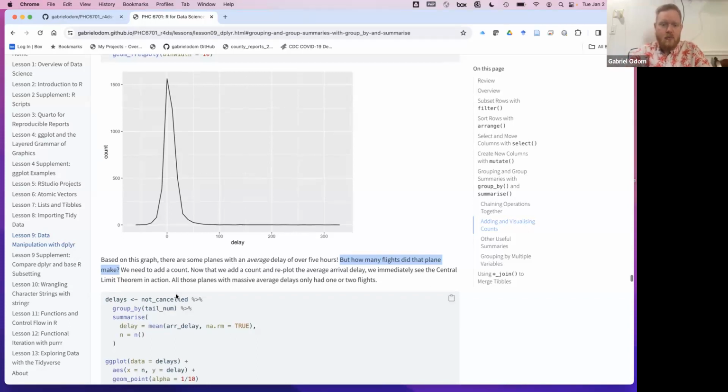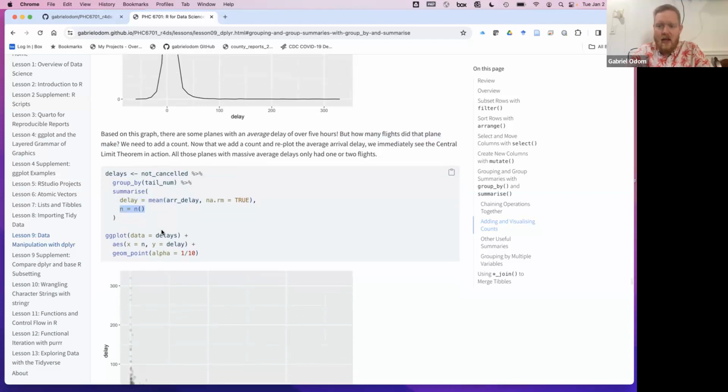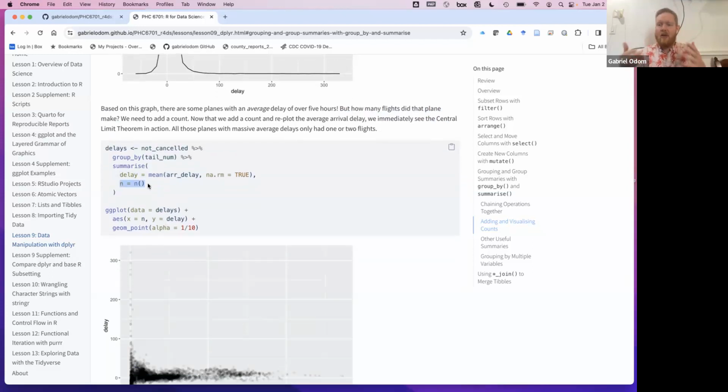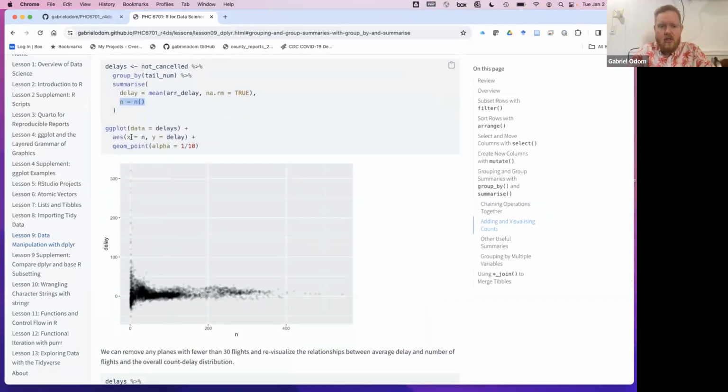So what we can do is go back into the summarize and say, here's the delay, but also give me a count of how many flights happened there. Then we're going to plot this in ggplot, putting the number of flights on the x-axis and the delay on the y-axis. You can see here that the planes with the average delay through the roof are all planes that had one flight, two flights, maybe. And so the average is very, very high.